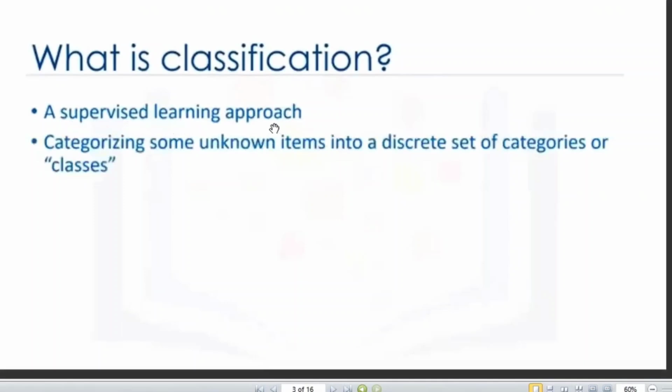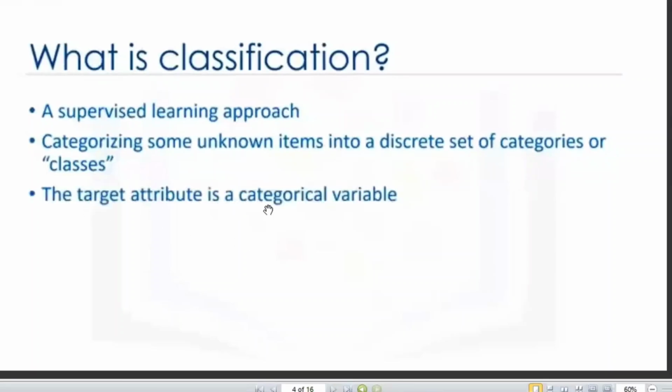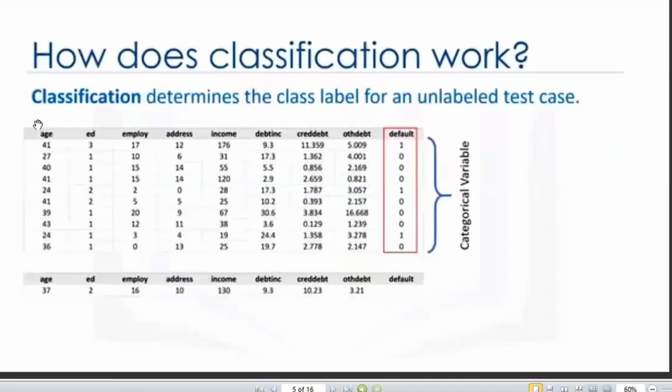So it is a supervised learning approach where the output variable is a discrete set of categories or classes. The target variable is a categorical variable. For example, here, one example is where the output variable has zeros or ones. This example is about whether the person will default on the loan or not.